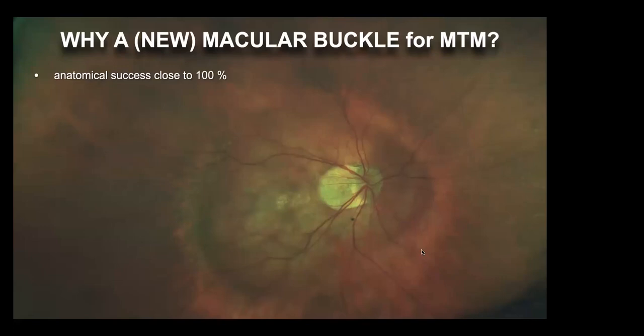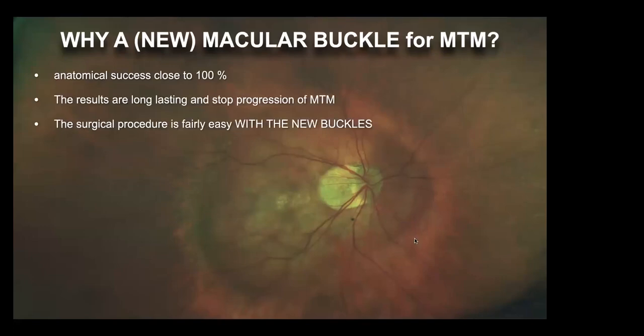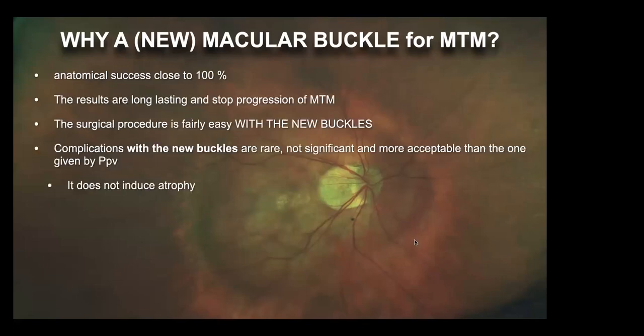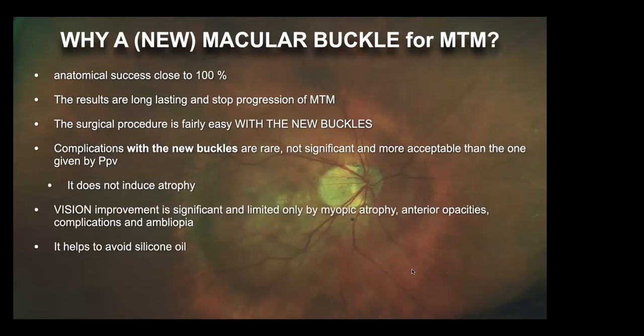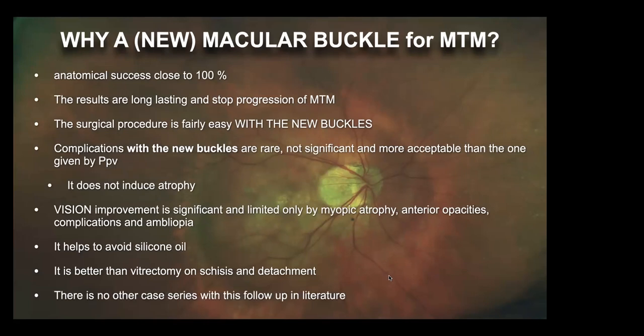And so these are the reasons that lead me to advise you to use a macular buckle in stage 3A and B as the first and only procedure, because the results are great and the complications you will see now are fairly easy. The complications are there, but they are acceptable. You can manage them, and it helps you to avoid silicone oil.